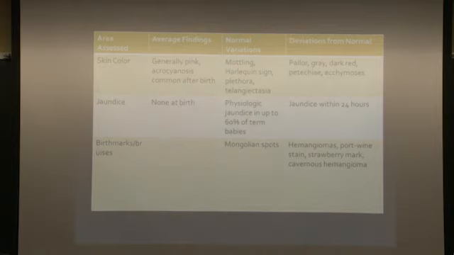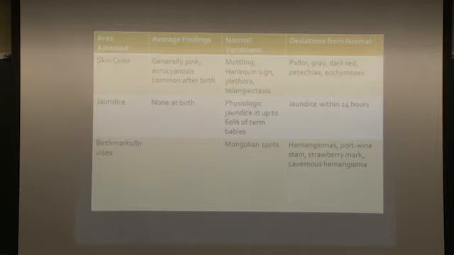Assess for jaundice. Average findings, you will see none at birth, but physiological jaundice happens in the majority of newborn infants. 60% of term infant babies can have that. And normal deviations are jaundice within 24 hours. So jaundice within 24 hours is fast, so that's a little worse. Yeah, you want to keep an eye on that.